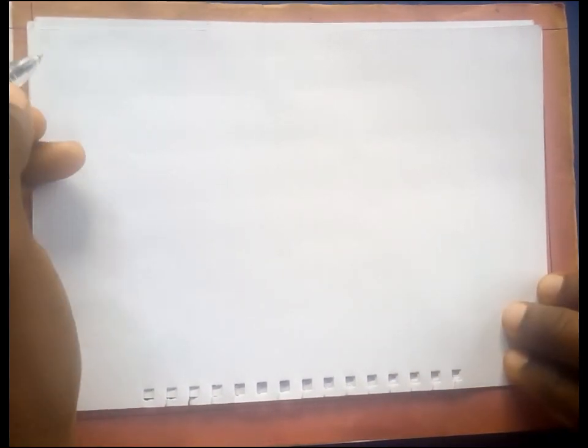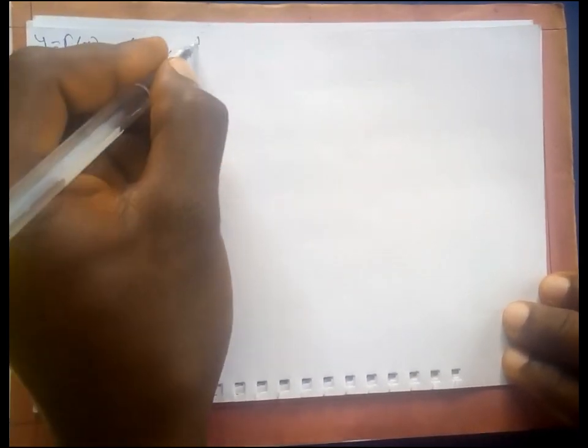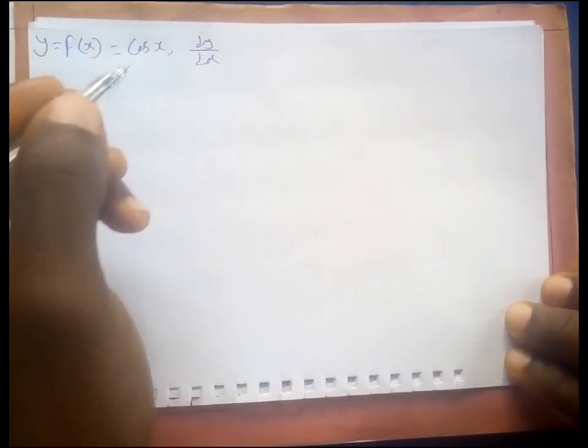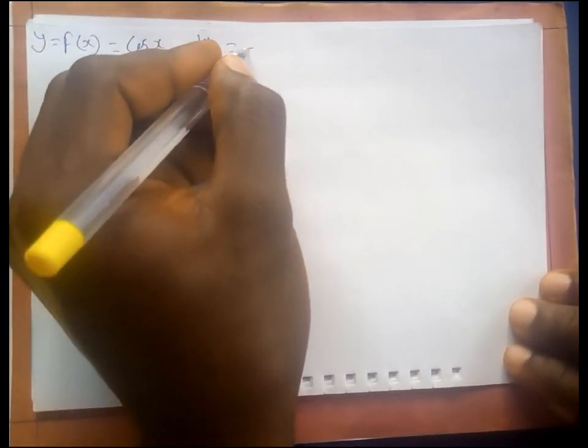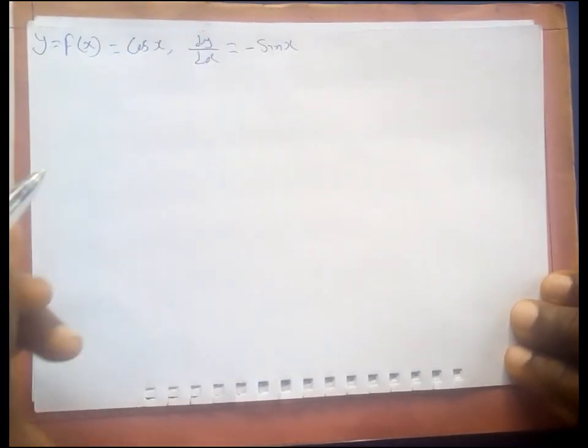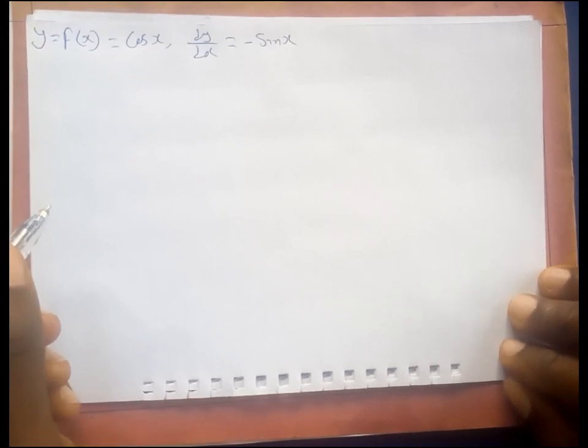In this video tutorial, we are going to prove the derivative of cosine function x. So first, let's state the derivative of cosine function. It says that if y is equal to f of x and it's equal to cosine x, then its derivative, dy/dx, is equal to negative sine x. So the purpose of this video is to investigate why this is true.